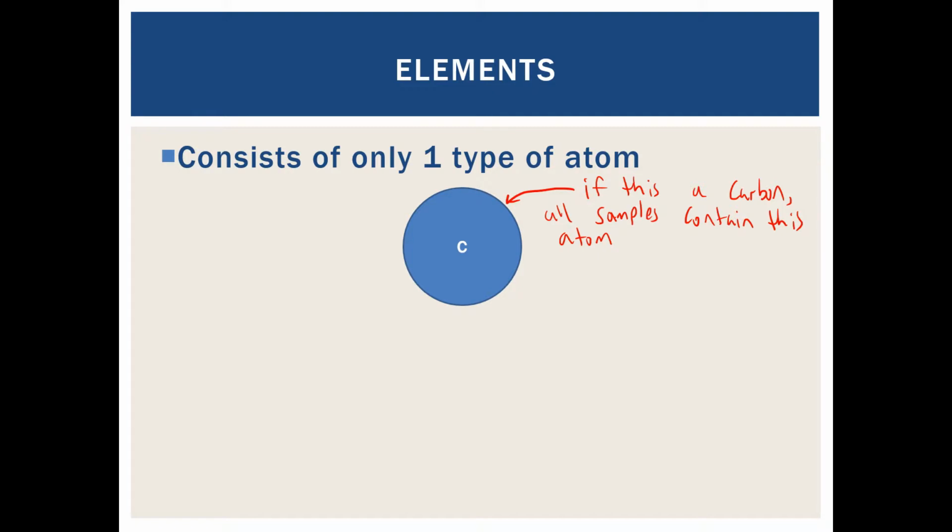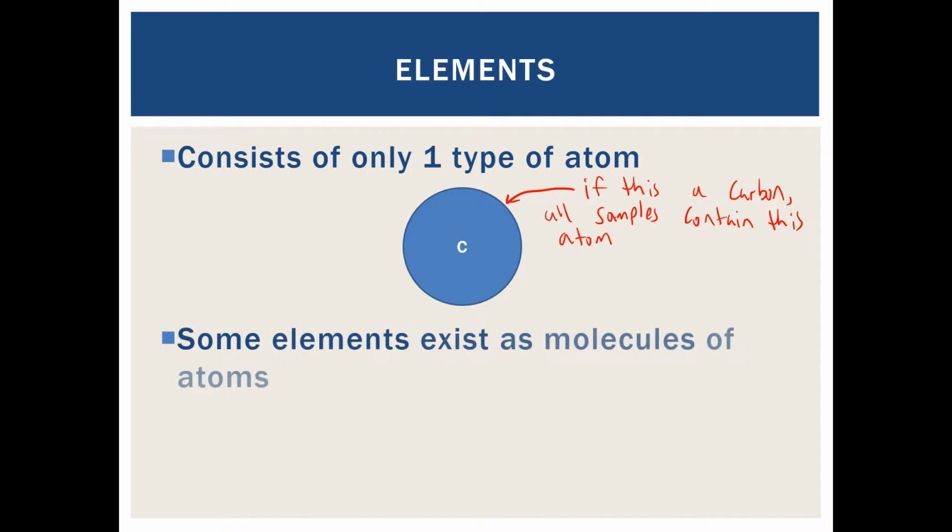Okay. Now, some elements can exist as molecules of atoms. The best example would be the diatomic elements. So this is a diatomic molecule of hydrogen.